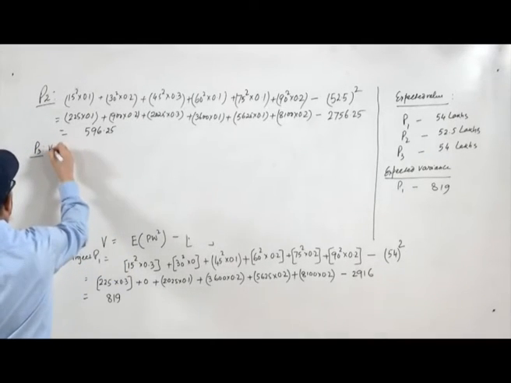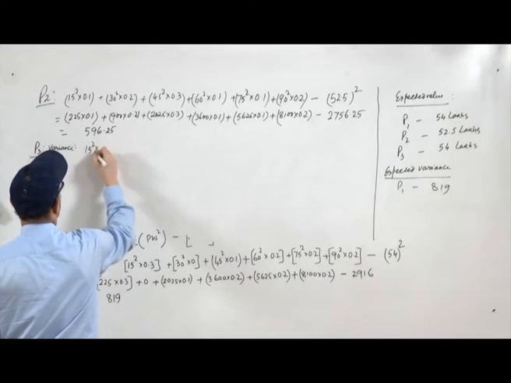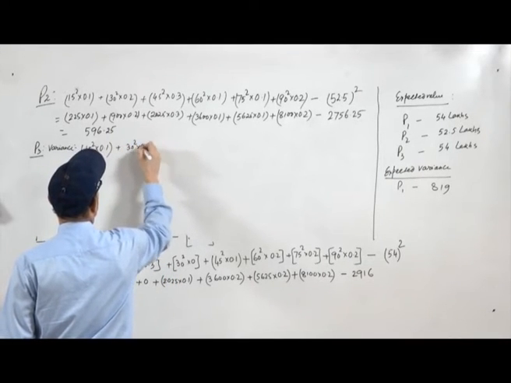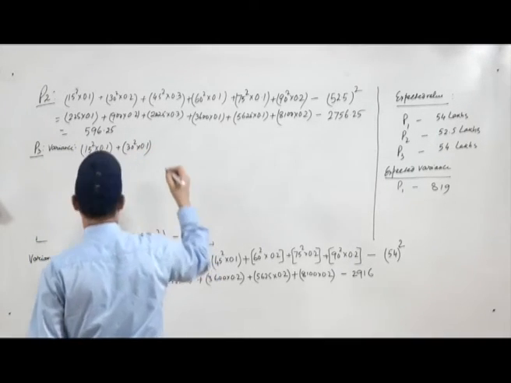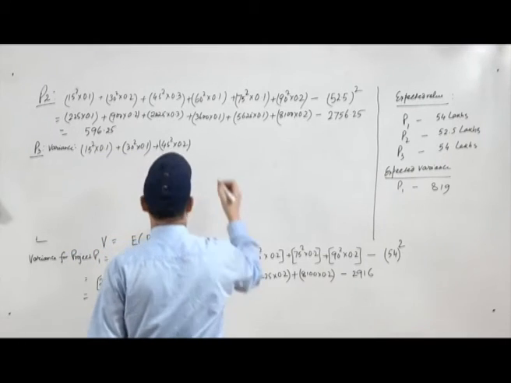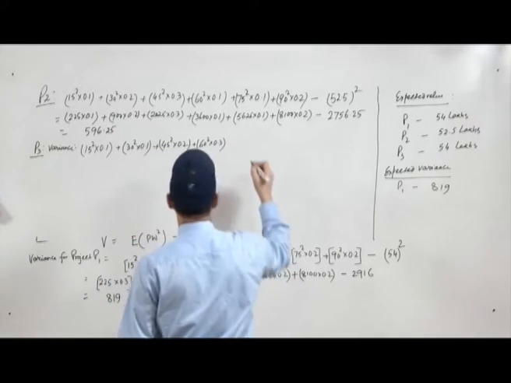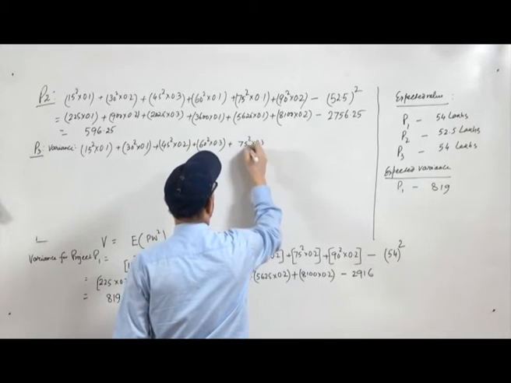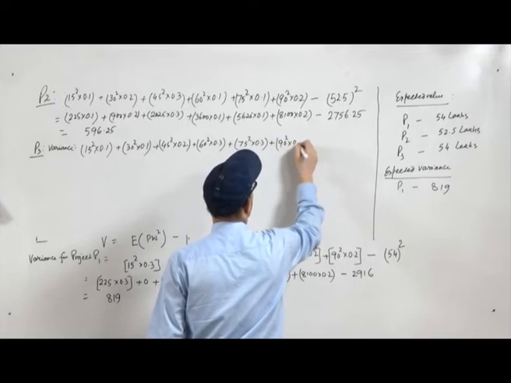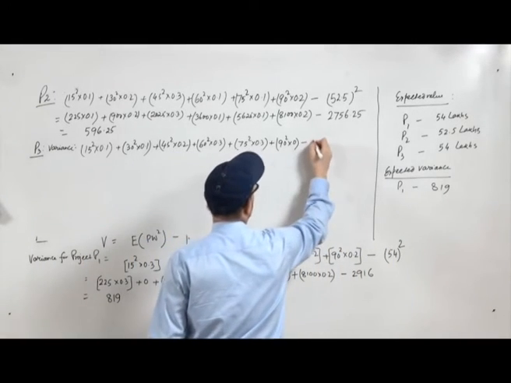For P3, variance will be 15 square into 0.1 plus 30 square into 0.1 plus 45 square into 0.2 plus 60 square into 0.3 plus 75 square into 0.3 plus 90 square into 0 minus the expected value was 54. So, its square value, that is 2916.